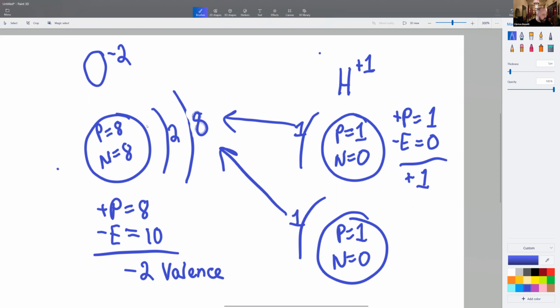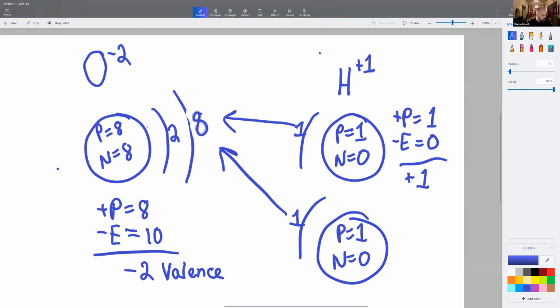So if you think about it that way, perhaps it makes that crisscrossing valence trick, when forming compounds, make a little more sense.